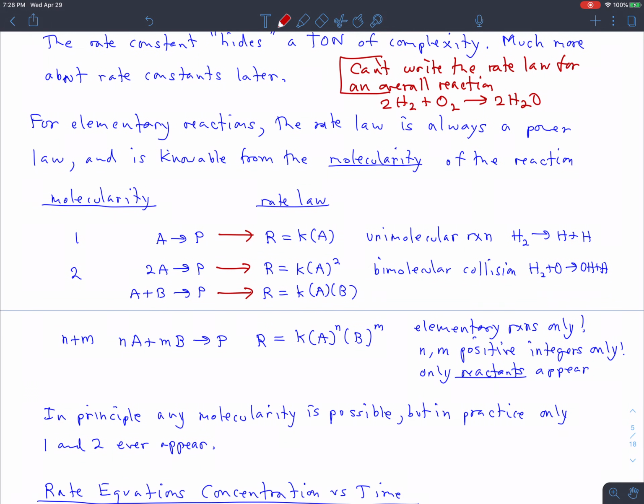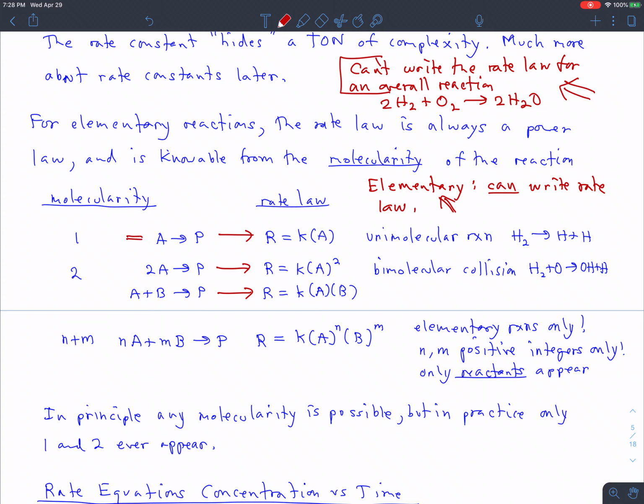However, for elementary reactions, you can write the rate law down. And that's because they're simple. There's only one reaction. An overall reaction really involves a whole set of elementary reactions at once, and that's why you can't tell what the rate law is going to be. But an elementary reaction really is just one reaction. It's not a stand-in or a symbol for a whole bunch of other things. It's a symbol only for itself. And that means you can write the rate law for an elementary reaction.